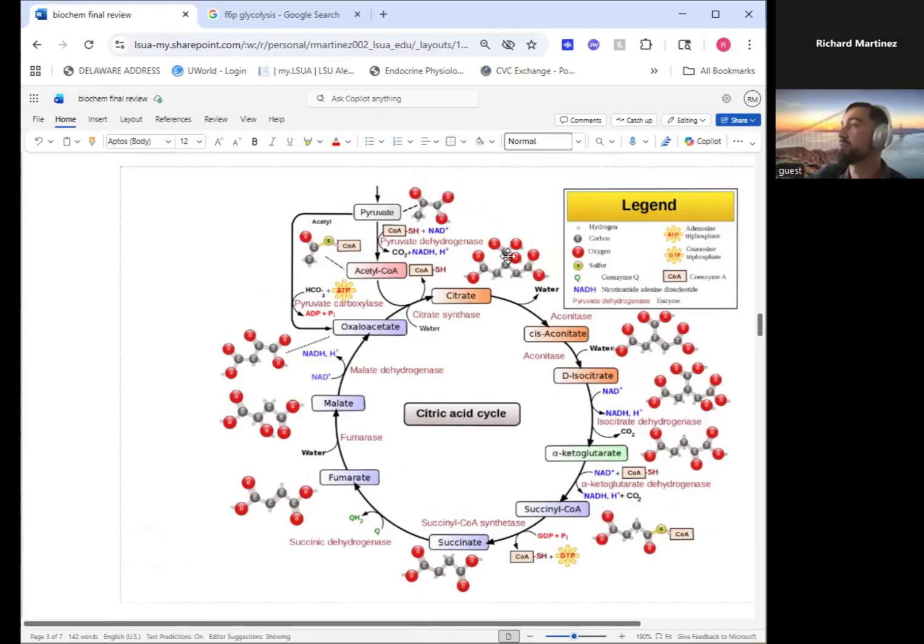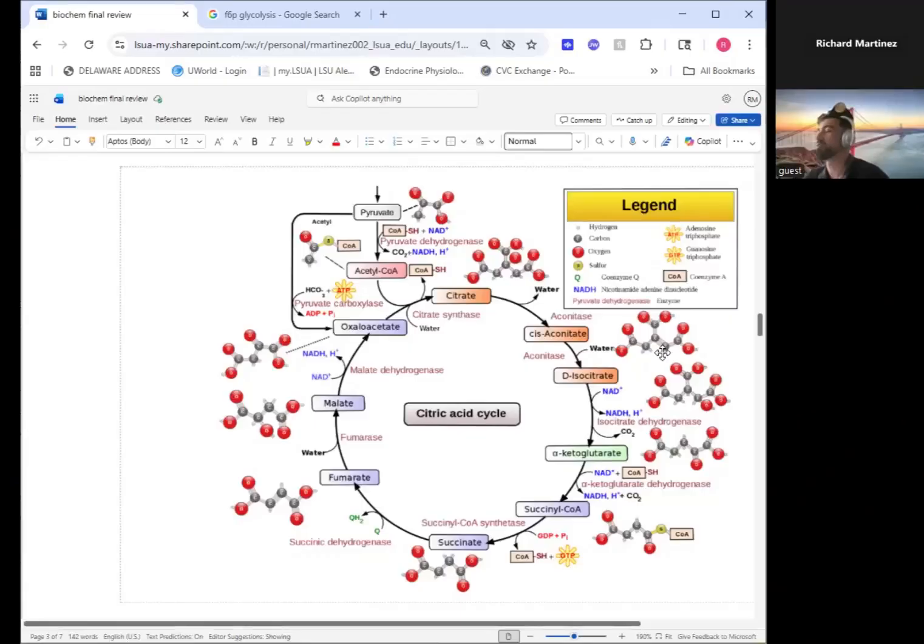Might be a little ridiculous to think about it, and this might be a little too far, but every time you're doing one of these, you're exhaling. It's not, but just think about it like that. If you're losing a carbon, it's being released as CO2, carbon dioxide. Yes, correct.